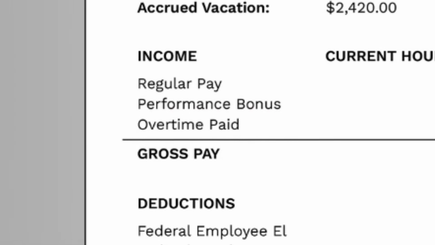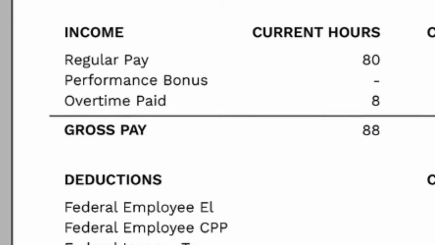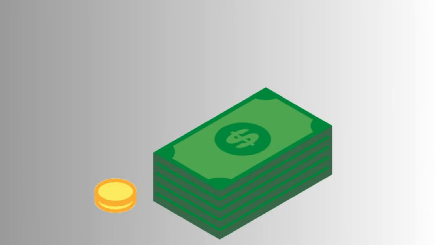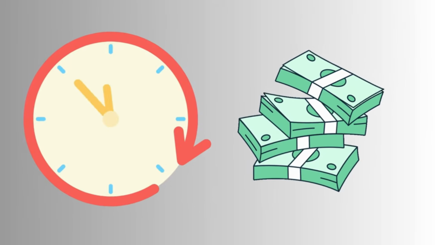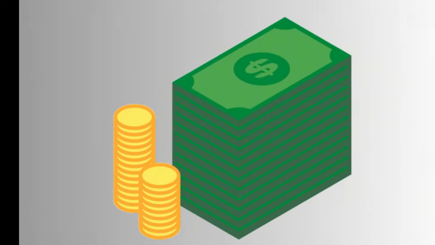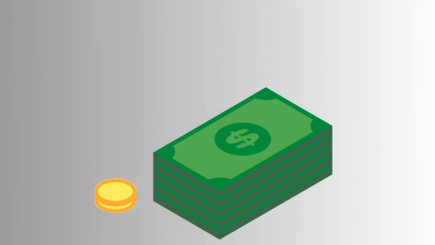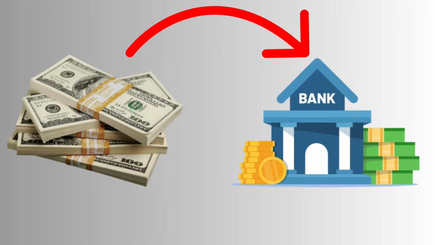This next section is about your money. You'll see your gross earnings and your net pay. Gross earnings is the total money you earn. It's the pay rate and income before anything is taken out. Net pay is what you get after taxes and deductions. This is what goes into your bank account. The simple math is gross pay minus deductions equals net pay.